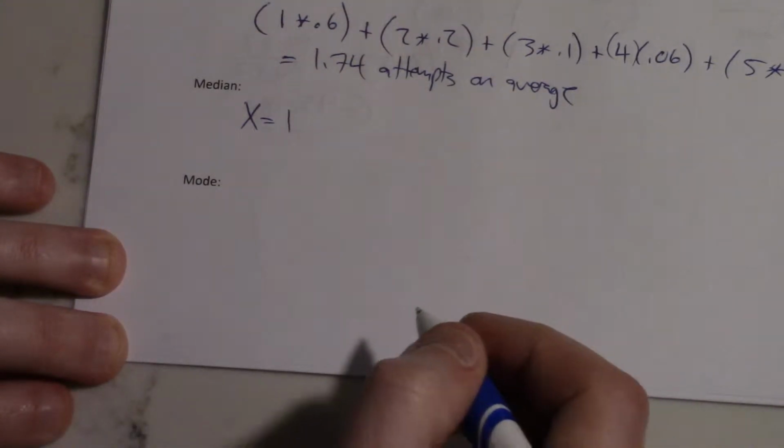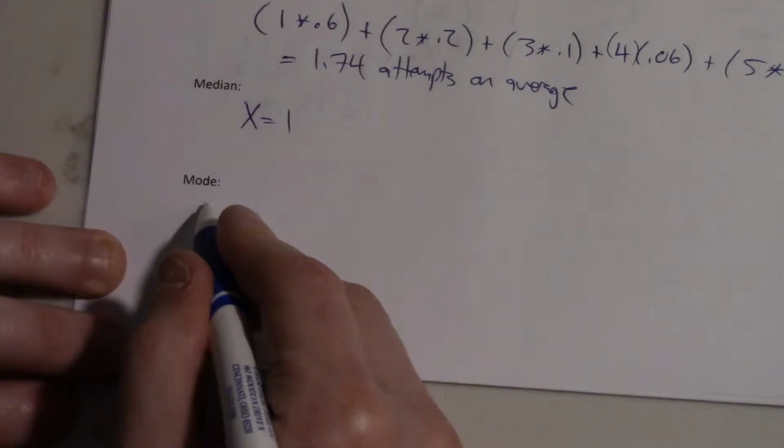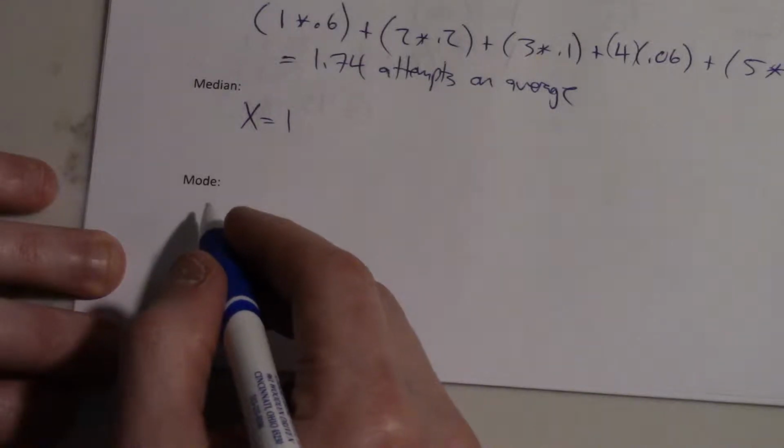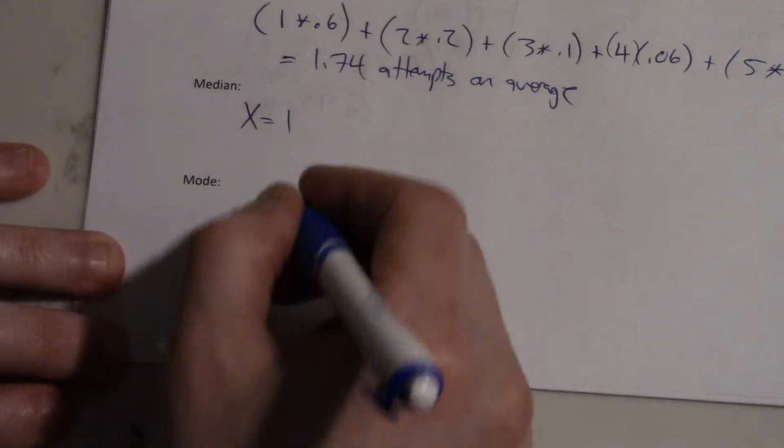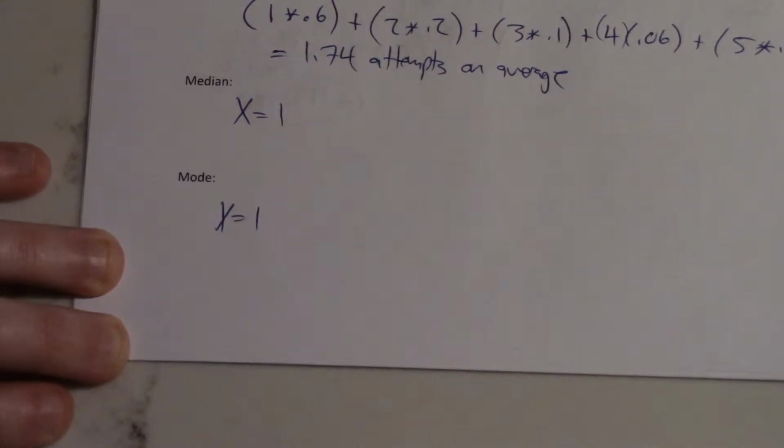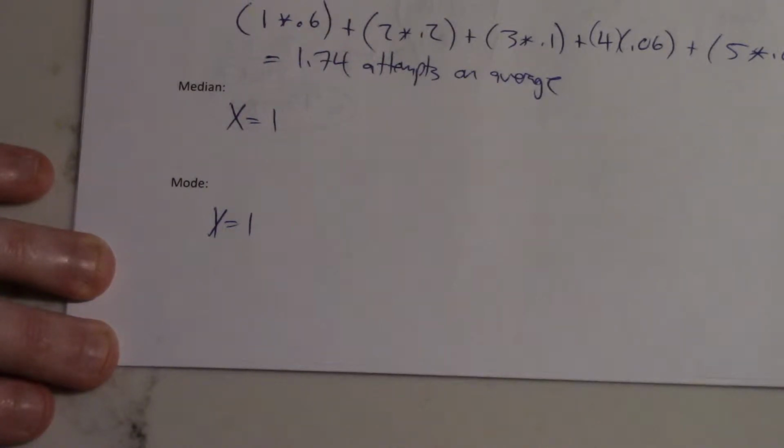The mode is simpler. Which value of your random variable occurs most often? So how many attempts is someone most likely to have? And again, that's 1, because that was 60%. The most common outcome, the most common number of attempts, was 1.